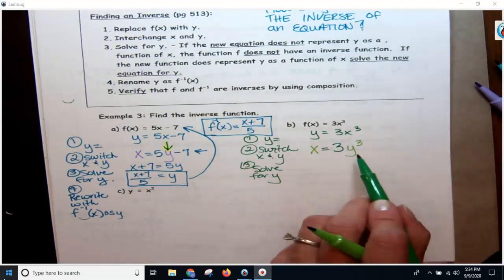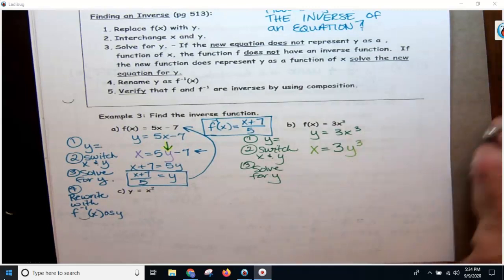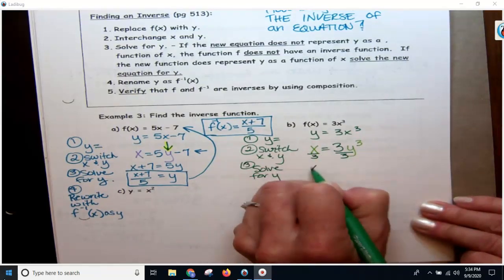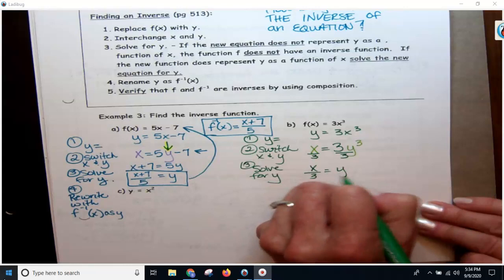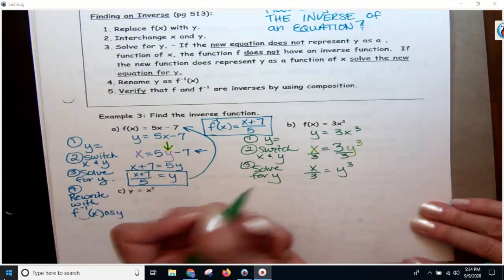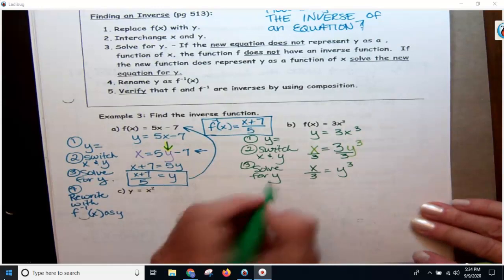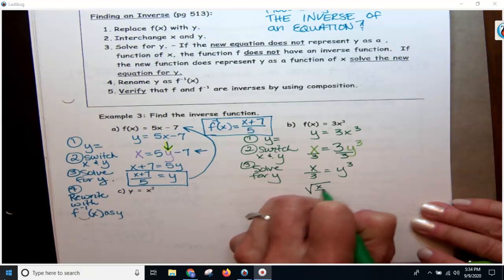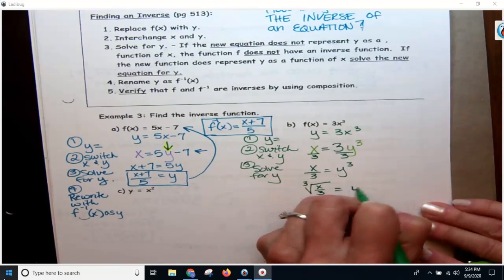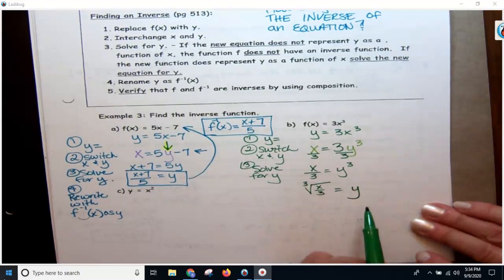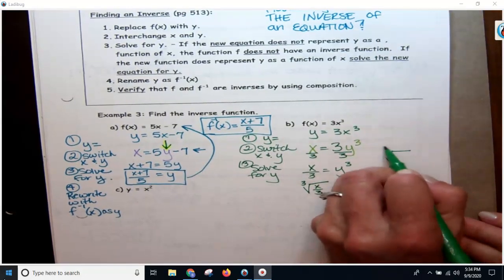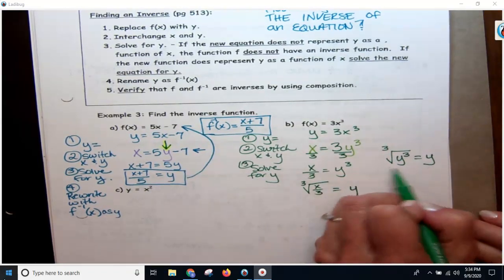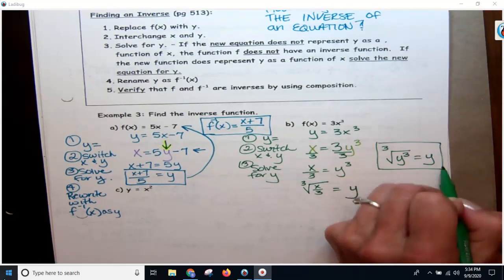How would I do that? Well, in this, the first thing I'm going to do is divide both sides by 3. So I get x divided by 3 equals y to the third. Then, how do I get rid of this cube? Well, I'm going to take the cube root of both sides. So I take the cube root of this side and the cube root of this, which gives me y, because the cube root of y cubed equals y. If you don't know that, that's something we're going to be using a lot.